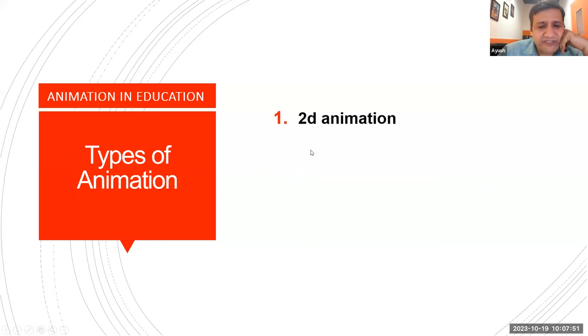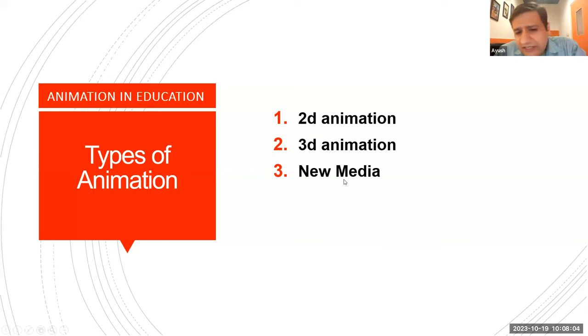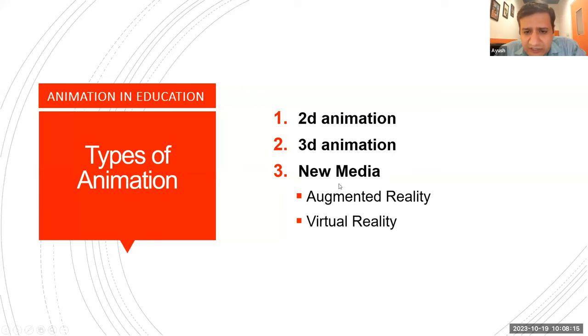So the first one is 2D animation. 2D animation means two-dimensional animation. The second one is 3D animation, three-dimensional animation. And then there are certain new media things which are still in the process of evolution. They've just come, and the grammar of how to use them is still getting developed: augmented reality and virtual reality. So let us start with 2D animation.